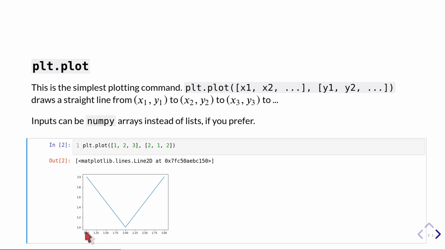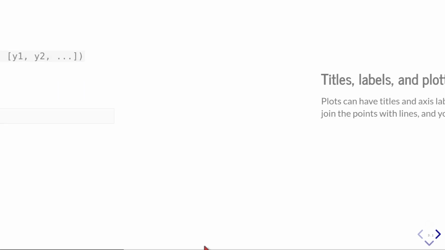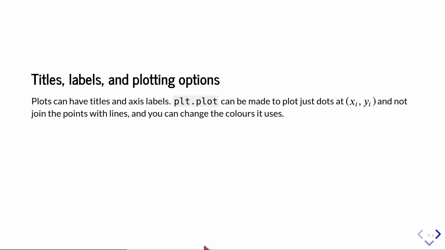So you can see that it's drawn a straight line from the point 1, 2 to the point 2, 1, and from there to the point 3, 2 up here. So it uses the first list as x coordinates and the second list as y coordinates. Alright, now plt.plot is a lot more flexible than this. It doesn't just have to draw straight blue lines between the points that you give it. It can do many different styles of plots. And we'll look at a few of the ways that you can change the plot which plt.plot produces.